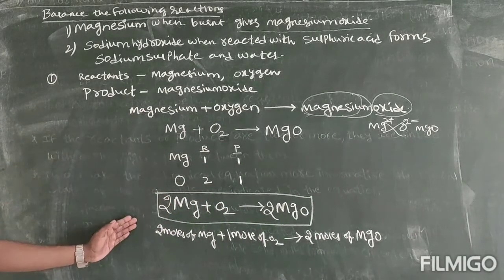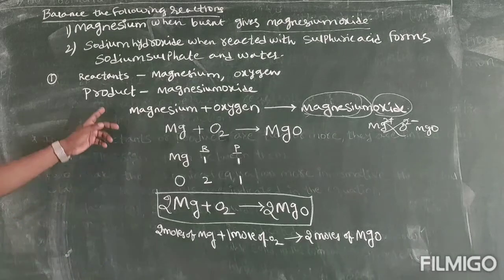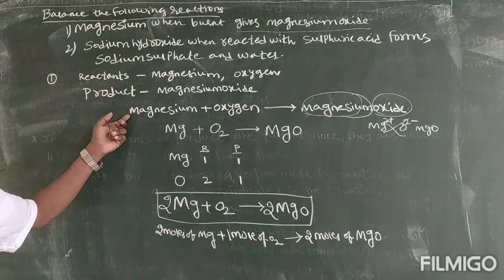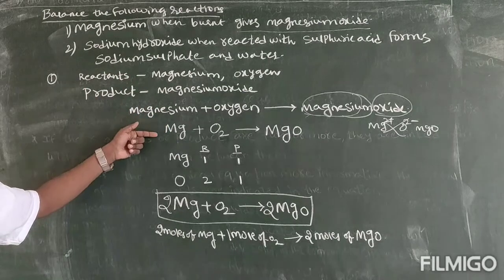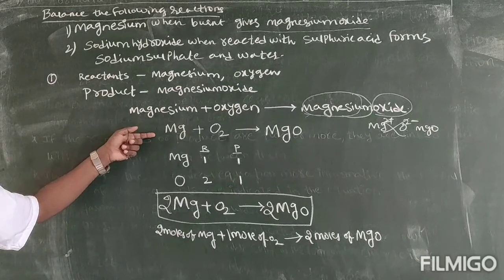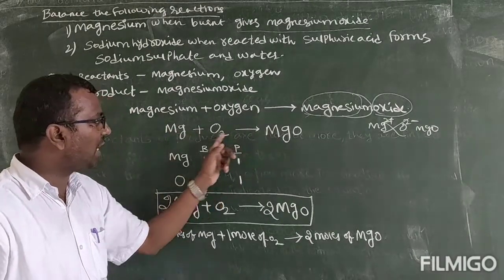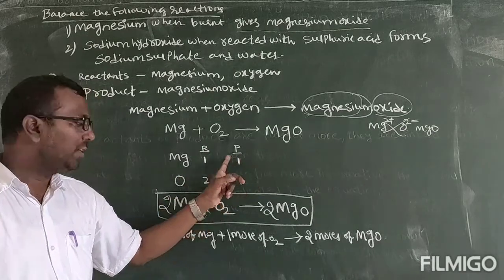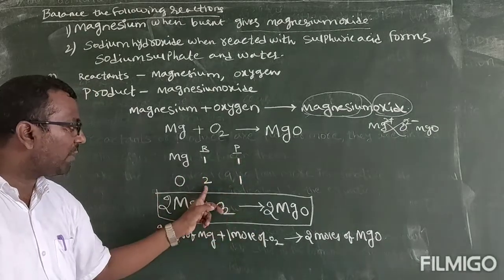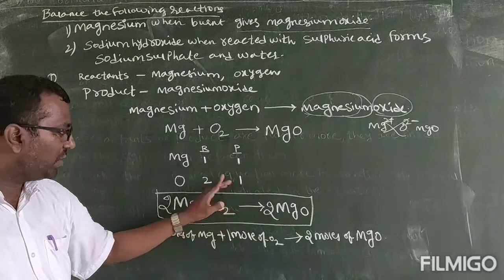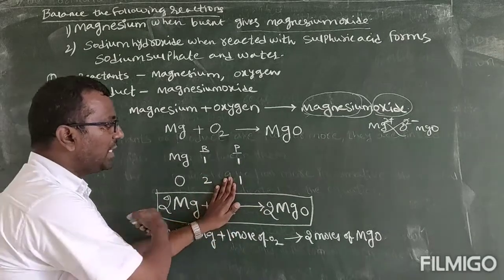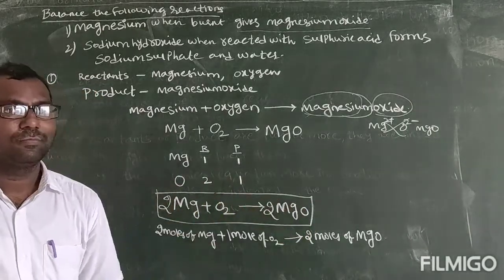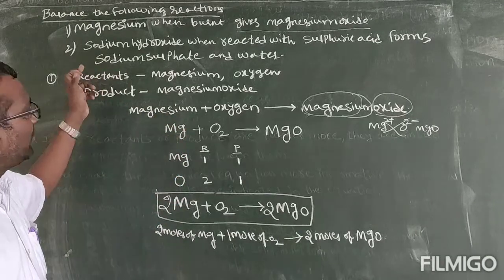This is the way we have to balance. First you identify the reactants and the products. Then write the word equation. Next you write the formulas. After writing the formulas, you count how many atoms are there on the reactant side and how many atoms on the product side. Then you balance them. Here one even and one odd number came, so you close this and multiply the total with 2. Shortcut method. Note down. The second one I will explain now.